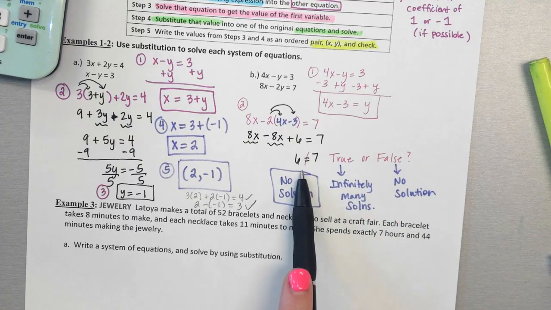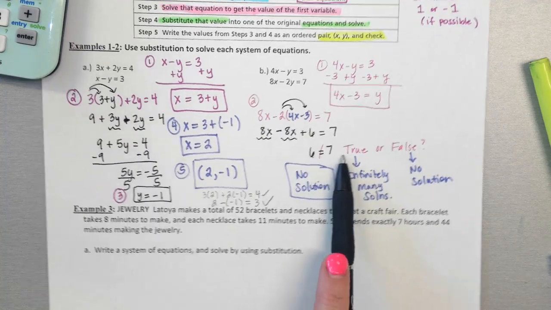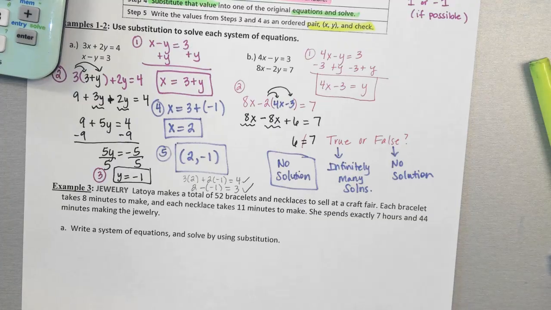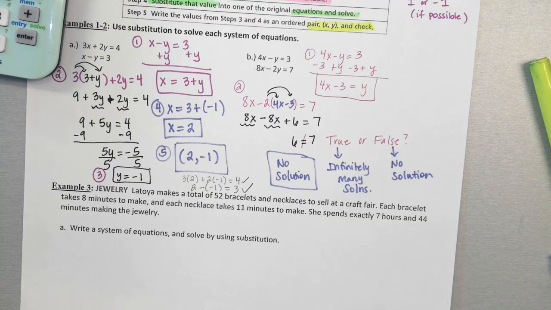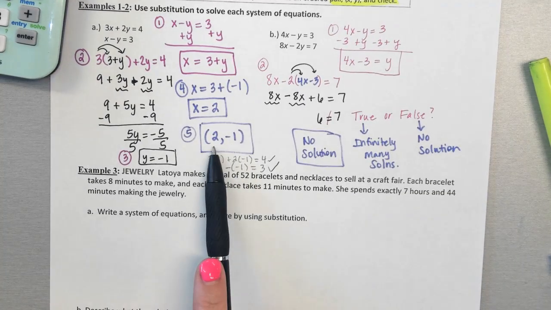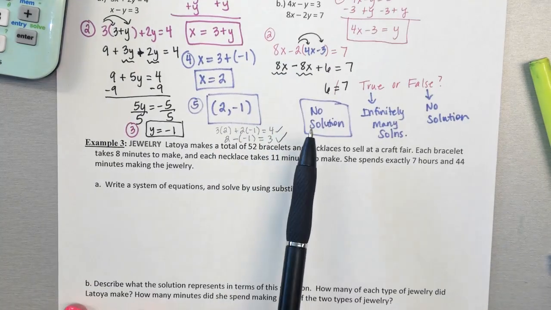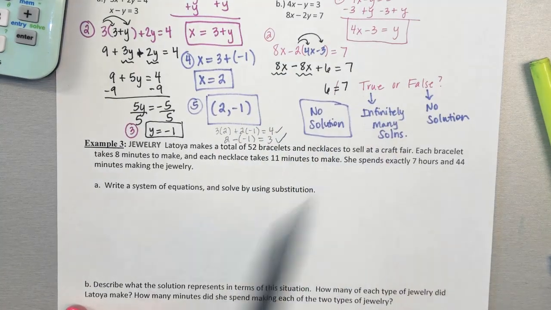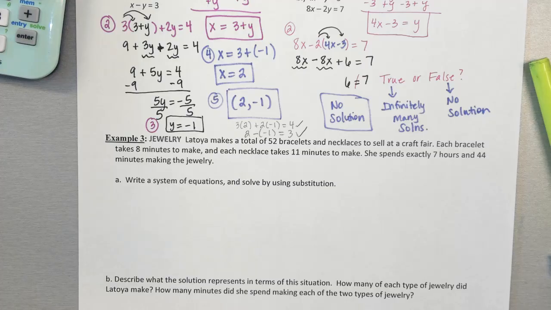Okay, so true or false. If it's false, we put a line through it. If it's true, I'm going to put a check mark there. So we still have the same things as yesterday where you can have one answer that's a point, you can have no solution, or if we do get a true statement, it would be infinitely many.